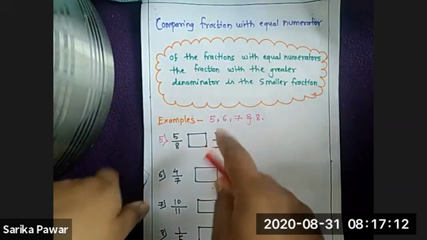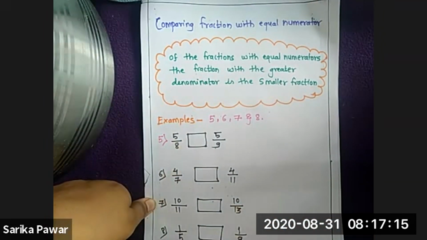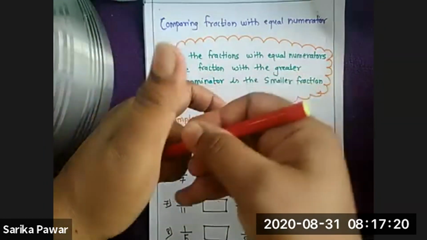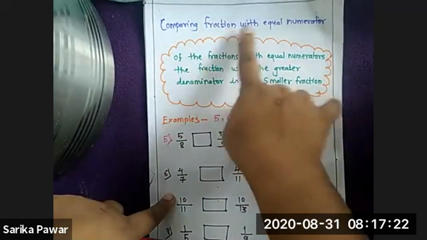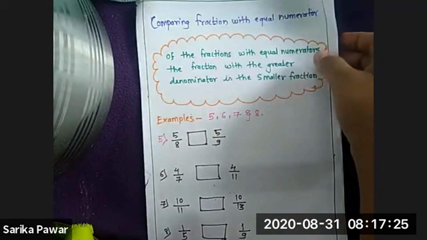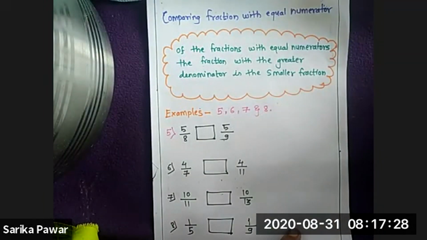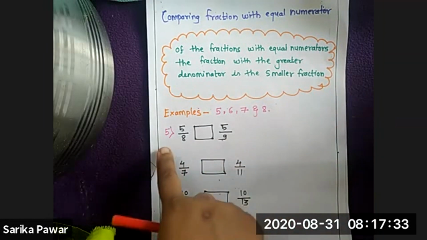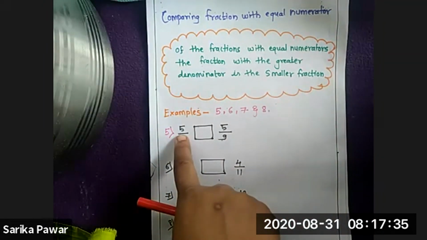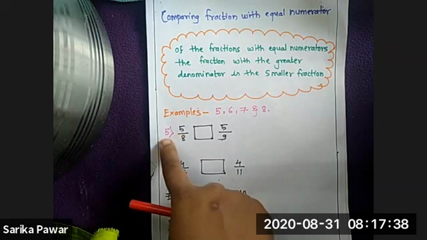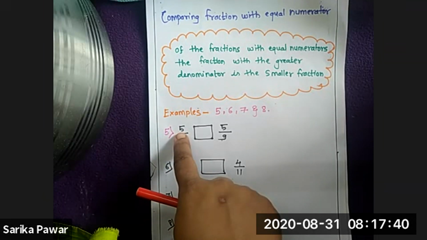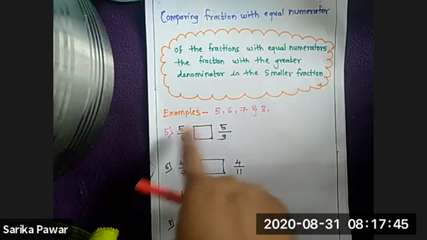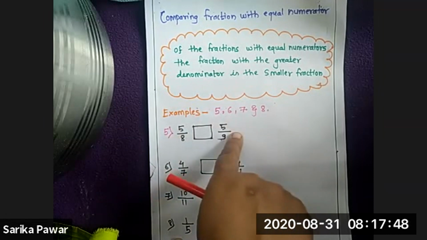So I am going to solve example number 5, 6, 7 and 8. Why I selected these examples? That first I will explain to you. Comparing fraction with equal numerator. We have to compare fractions with equal numerator. So I chose this example because this example has the equal numerator. See here in 5th example, 5 numerator. Here also 5 numerator, means equal numerator. That's why I chose example number 5.